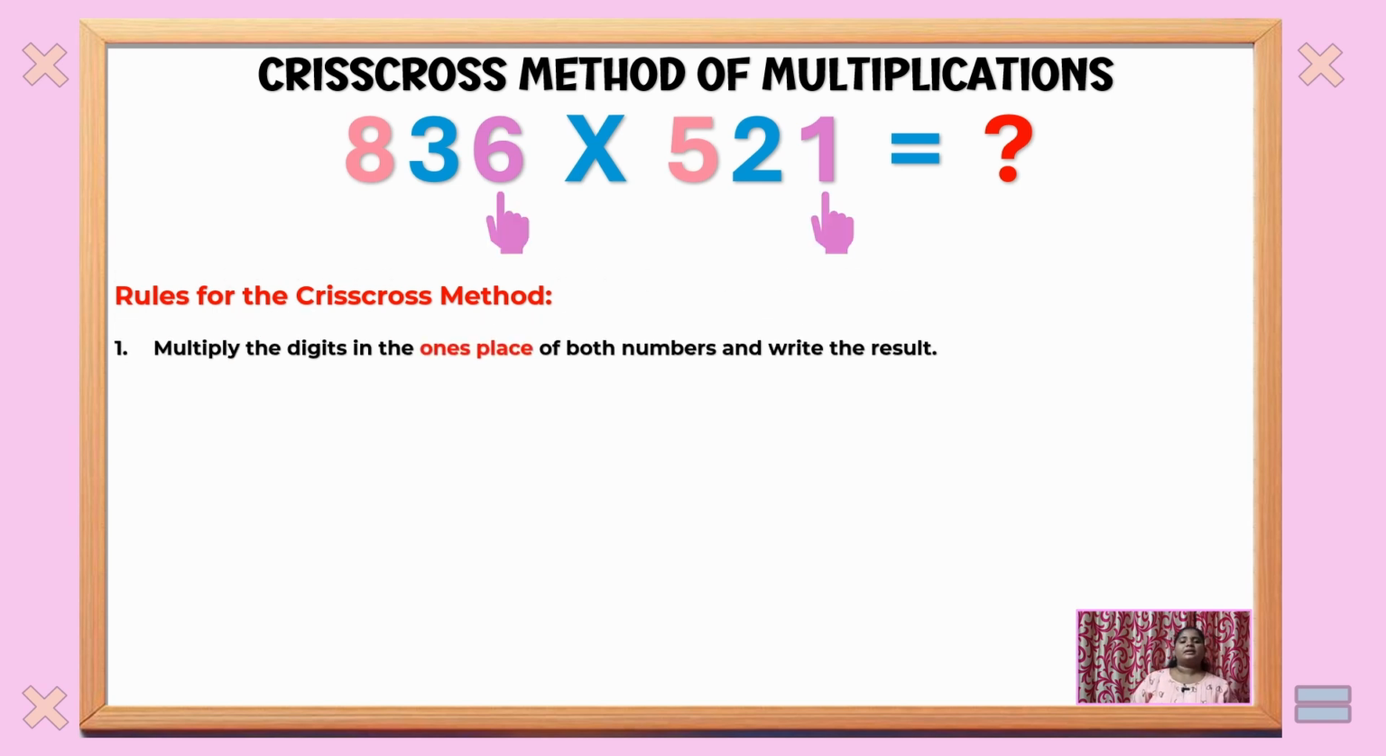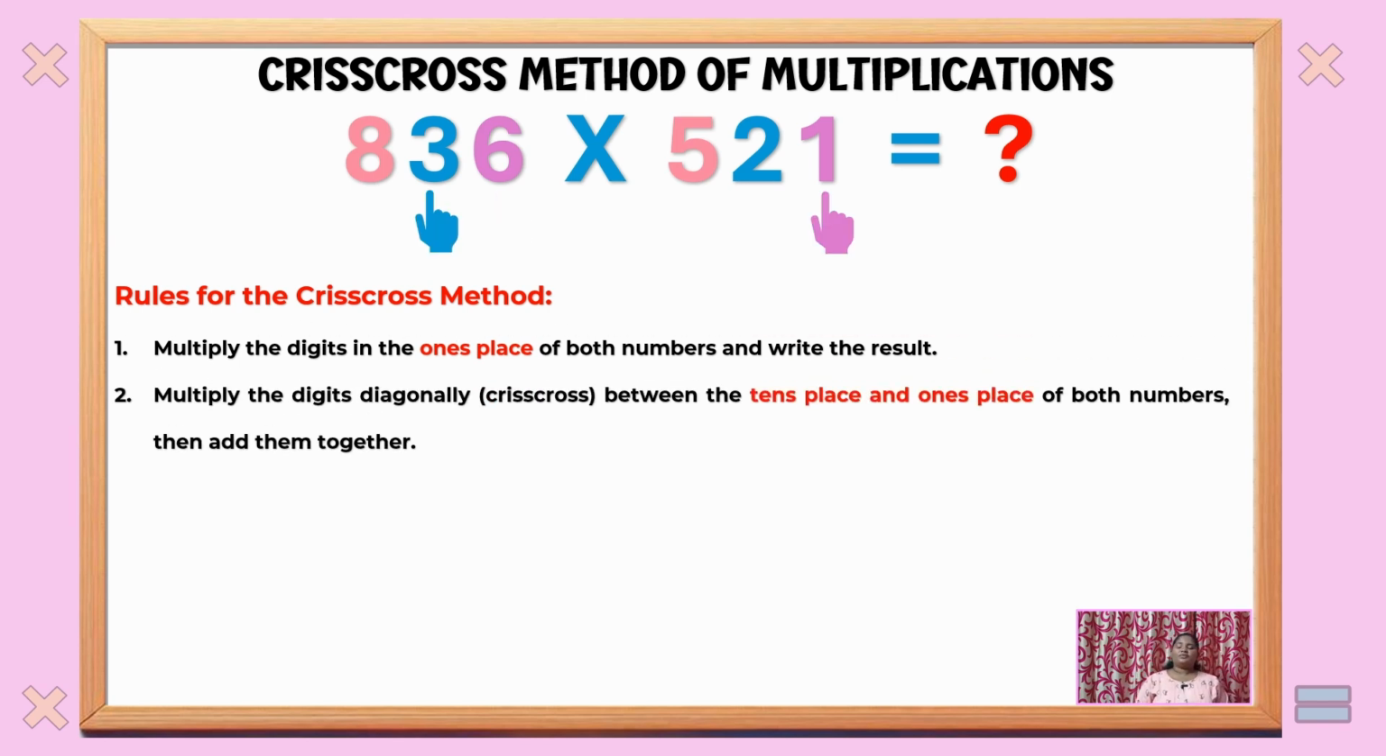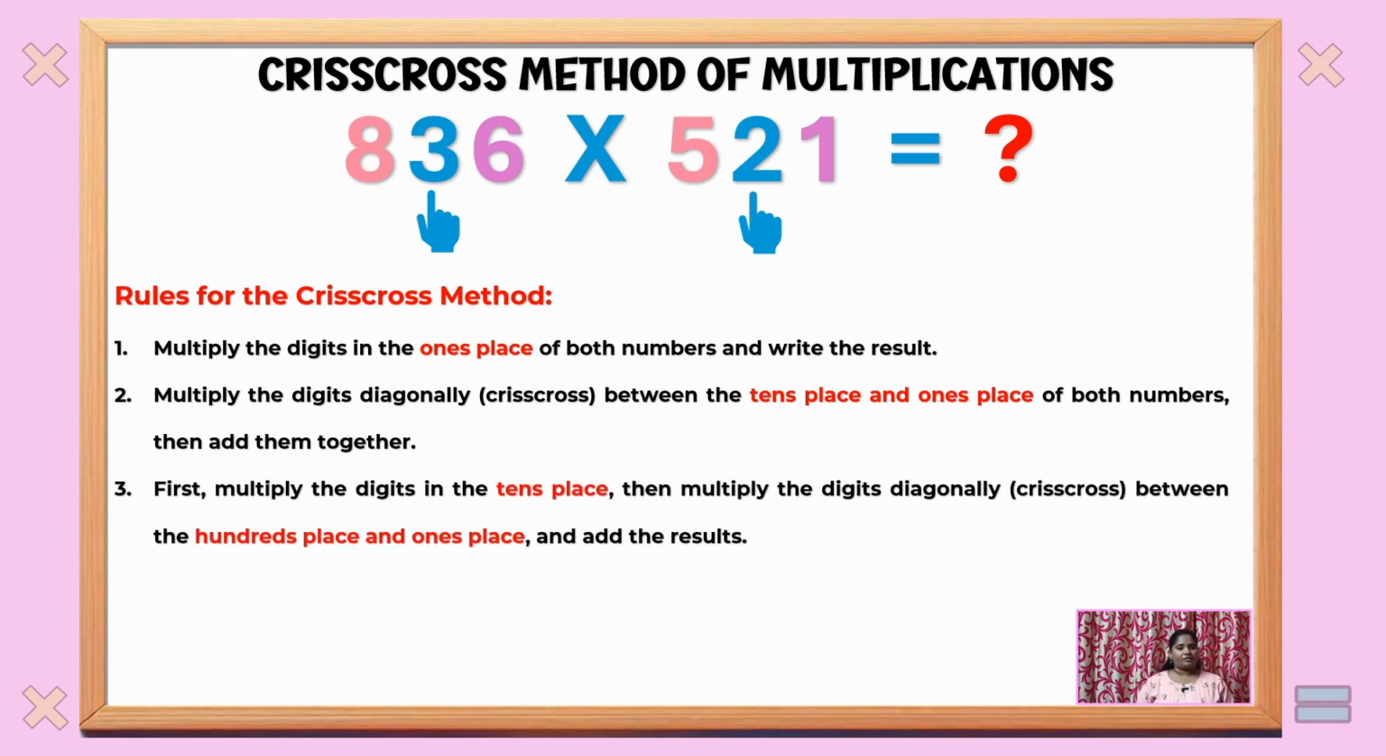Rule number 1, we have to do the multiplication of the numbers which are in ones place. The second one, we have to do the cross multiplication of the numbers which are in ones place and tens place, and also we should add them. Rule number 3, we have to first do the multiplication of the numbers which are in tens place, and then the remaining numbers, which are in ones and hundreds place, have to be multiplied crosswise, and we should add all 3 of them.